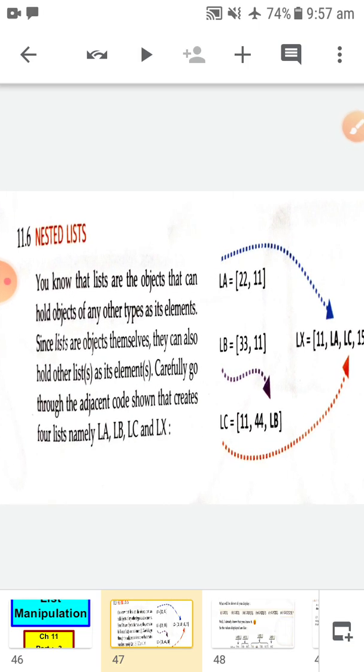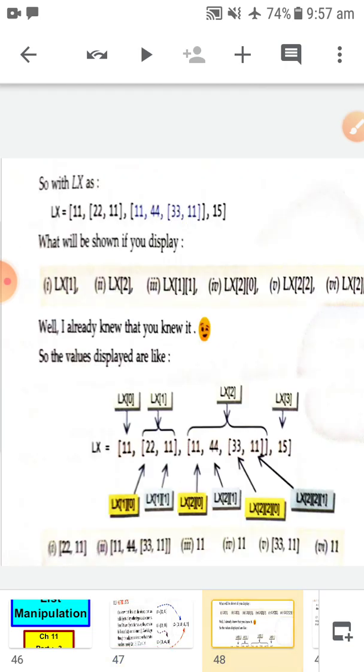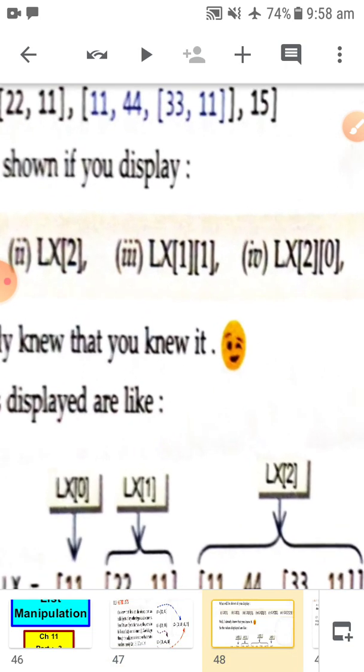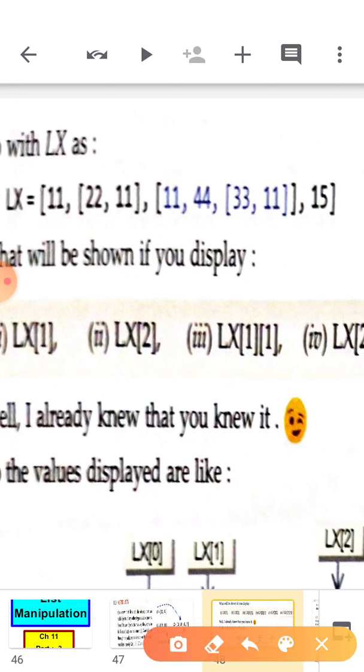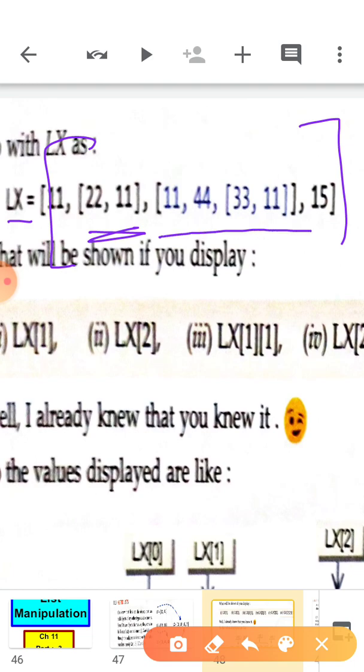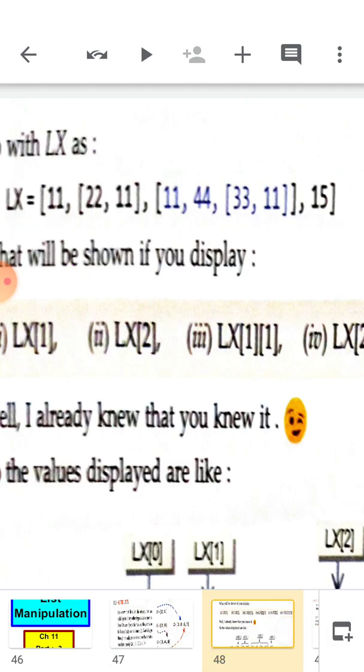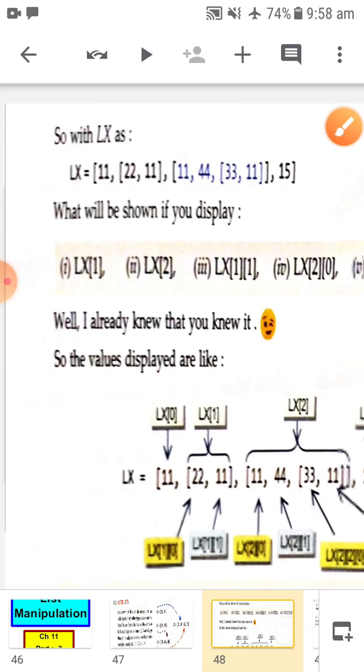List under list. Now let's understand with one more example. Let me zoom this. We have one list LX, which has 11, 22, 11, 11, 44, 33, 11, 15. This is your first list. Under this list you have a nested list, under the nested list you have one more list, and in this particular list you have one more list. So this is called a nested list, list under list.